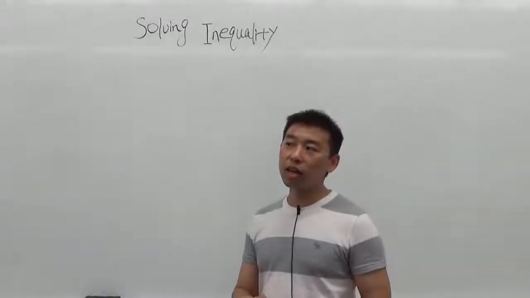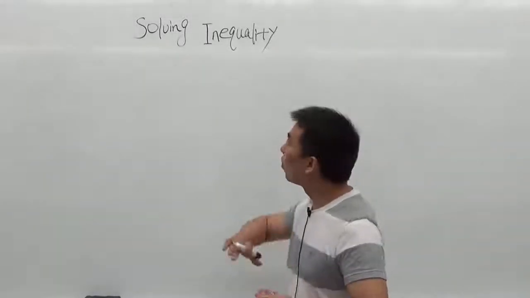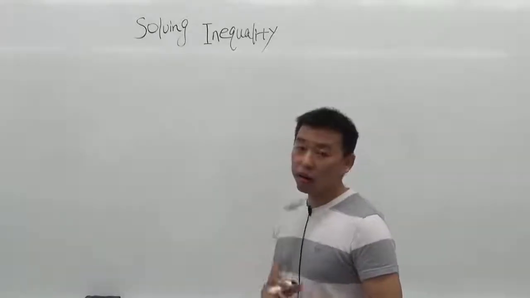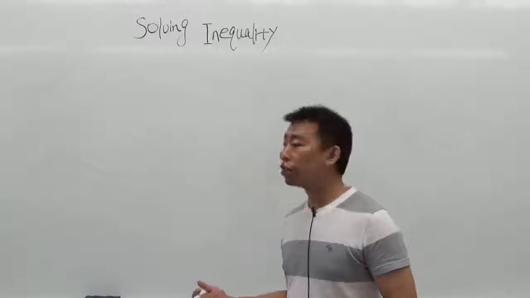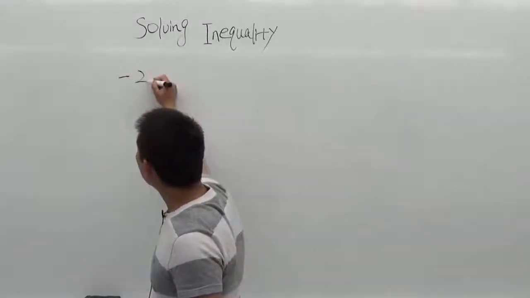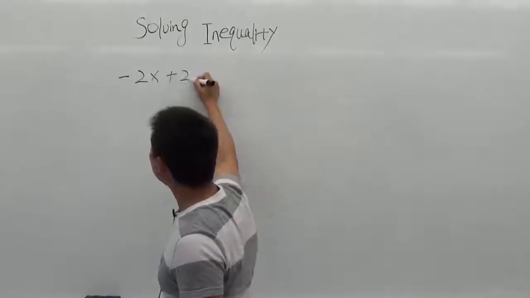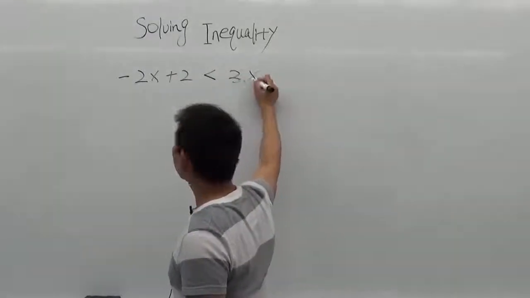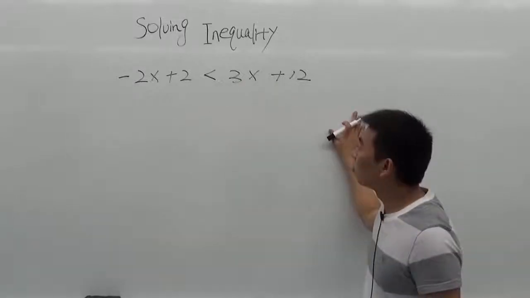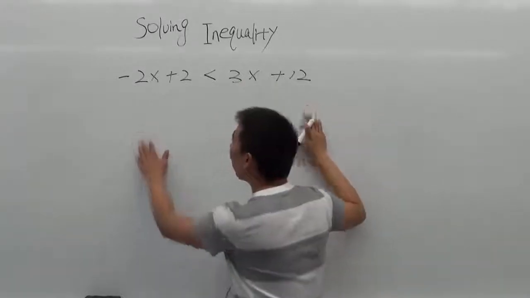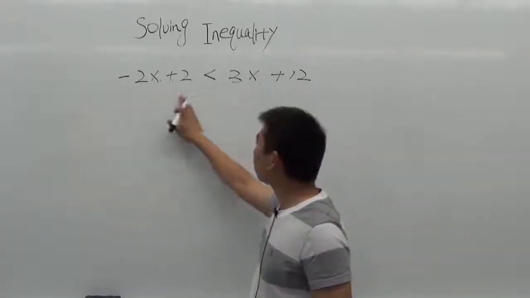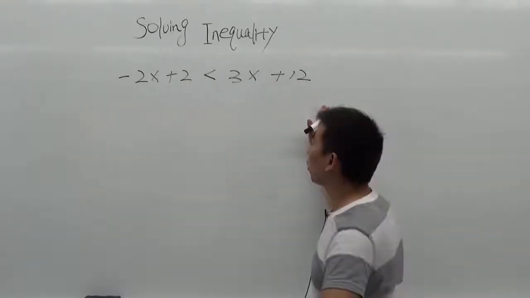The only difference is that when you multiply or divide by a negative number, you need to change the sign. For example, here we have negative 2x plus 2 less than 3x plus 12. In this inequality, both sides have the x term. What we need to do is move the x term to one side, then move the number to the other side, then solve for x.